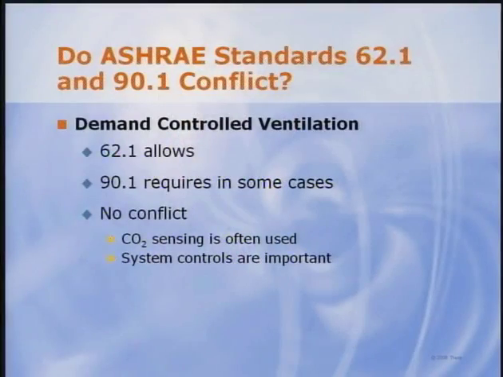Sure, Jeannie. First, demand-controlled ventilation. It's allowed by 62.1 and in some high occupancy areas required by 90.1. There's no conflict. Steve pointed out that monitoring carbon dioxide levels is the prevalent way to implement DCV and walked us through how the sensor outputs can be used to vary outdoor airflow. In addition, he mentioned that ASHRAE is developing research to compare various strategies for incorporating DCV in multiple zone systems.